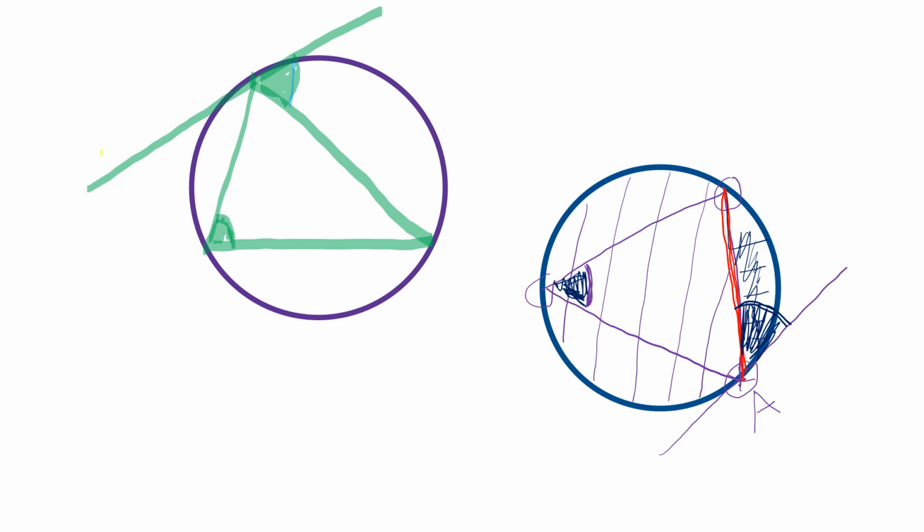Supposing your tangent line is here, then this angle here will be the same as this one here, and this will be equal to this.